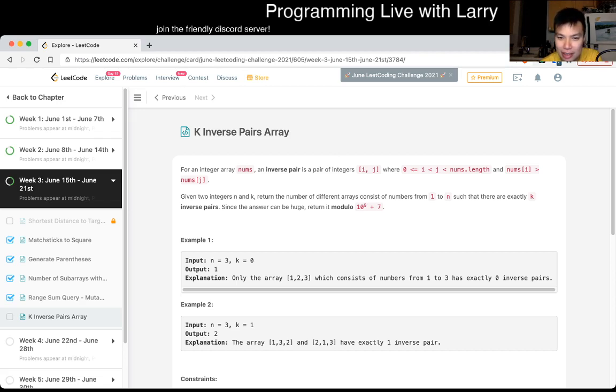For an integer array nums, an inverse pair is a pair of integers i, j where i is less than j, but nums[i] is greater than nums[j]. Given two integers n and k.